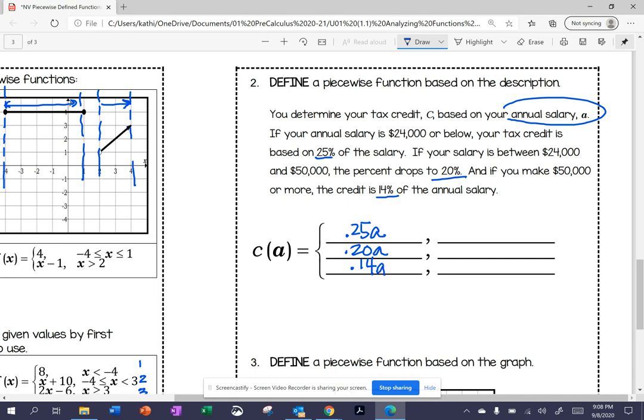So writing the intervals in set builder notation, it said if my salary is 24,000 or below, so I'm going to say 0 is less than A is less than or equal to 24,000. Next, it said if I am between 24,000 and 50,000, so I am not including 24,000 and not including 50,000.